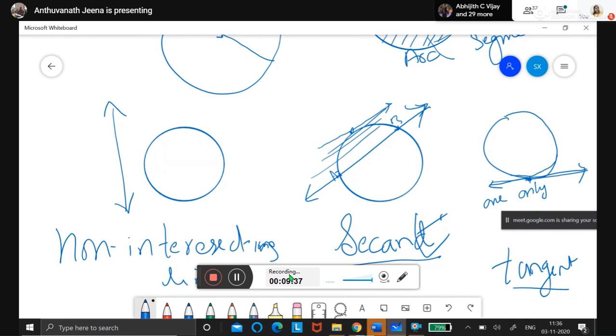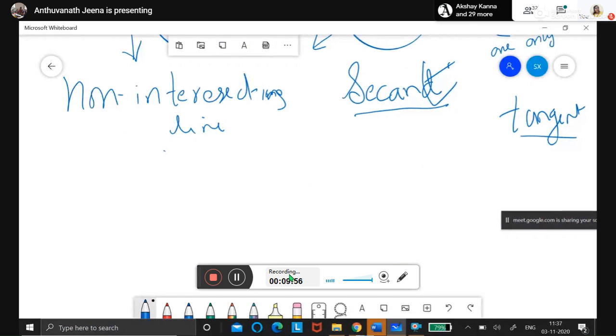So how will we define tangent? A tangent to a circle is a line that intersects the circle at one and only one point. All these are there in the textbook. So first you write Circles and write Introduction. In the introduction, you write the definition of the circle, and the definition of diameter and radius.